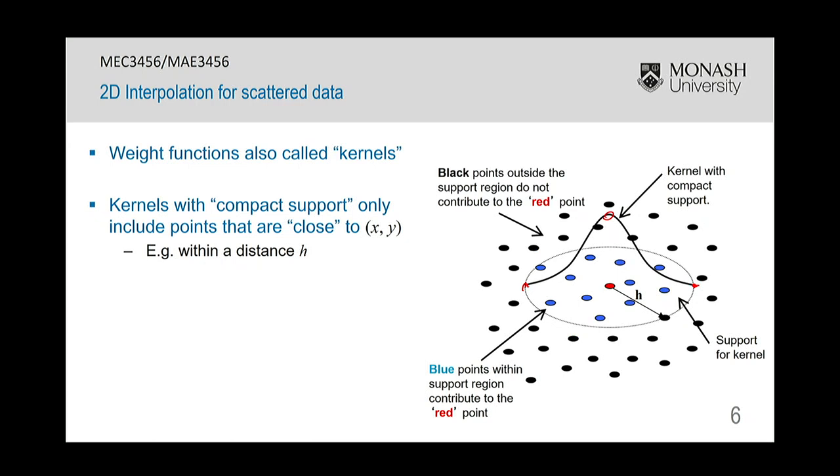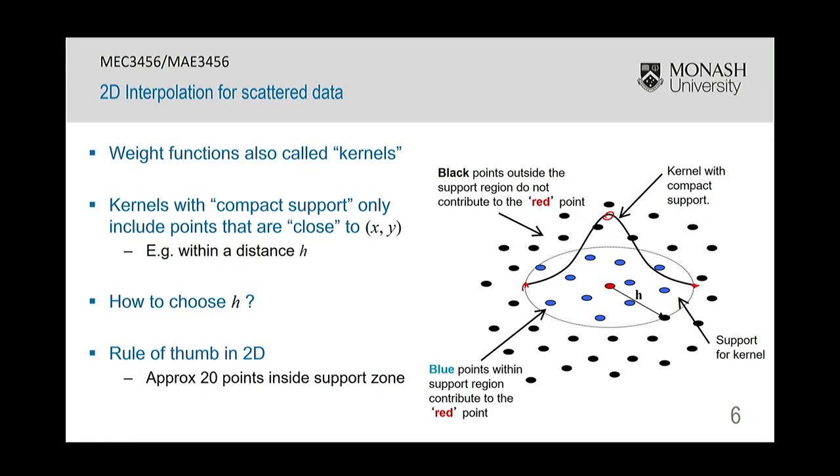Okay, so that polynomial kernel that I mentioned a couple of slides ago is an example where we have compact support. One question remains, however, and that is, how do we choose our smoothing length h? There is no hard and fast rule. You don't want to choose h too big, otherwise you include all of your points. You don't want to choose h too small, otherwise you don't include any of your points. As a rule of thumb, at least in 2 dimensions, you want approximately 20 points inside your support zone. That will give you a reasonable interpolation.